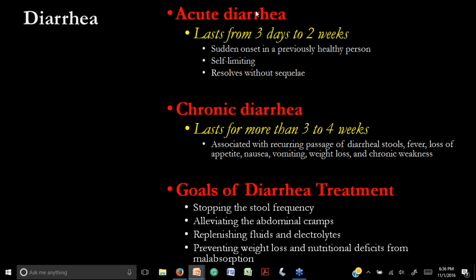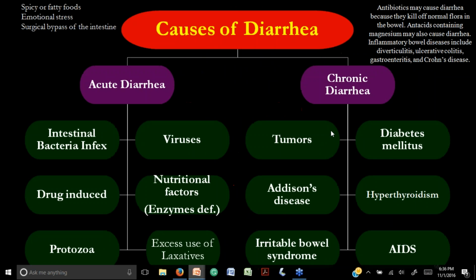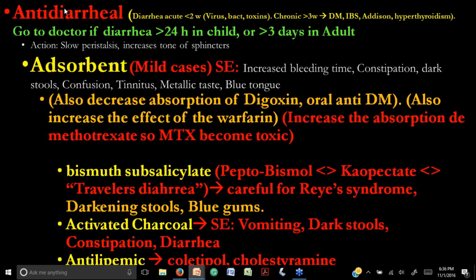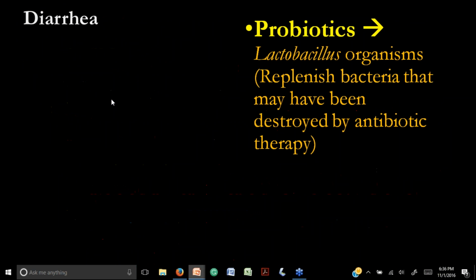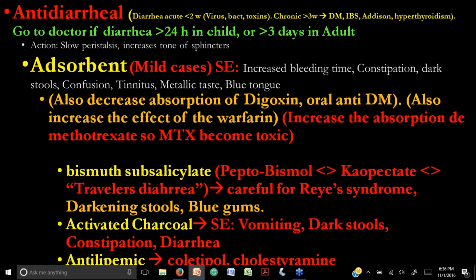All right, so acute diarrhea is 3 days to 2 weeks. Chronic lasts for more than 3 to 4 weeks. All right, so let's keep going. And here we have the anti-diarrheals. We already talked that we have three groups that we are going to discuss. It's the adsorbent. You know the difference between absorbent with B as in boy and adsorbent. So that is different. So here we can have the bismuth subsalicylate.